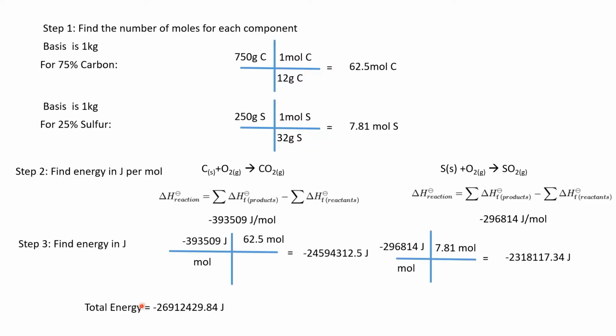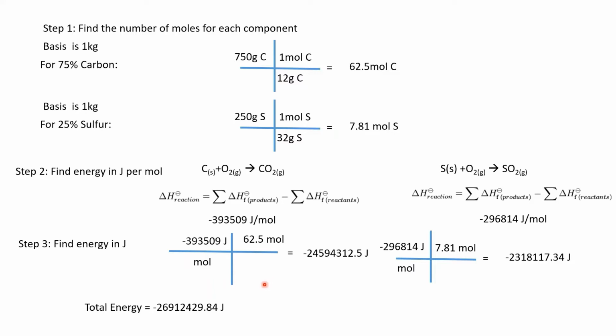Step 3 is find the energy in joules, and so I first found the energy in joules for carbon, and so it's this value here, and it's a lot, it's like 24 million, if I can look, my eyes are bad. Yes, 24 million, 23 million for the sulfur component. And then you add all the energy together, and then we get this amount. So this is, I'm just going to say 2.7 times 10 to the 7 joules. So the total energy of this dirty coal is actually a bit less.